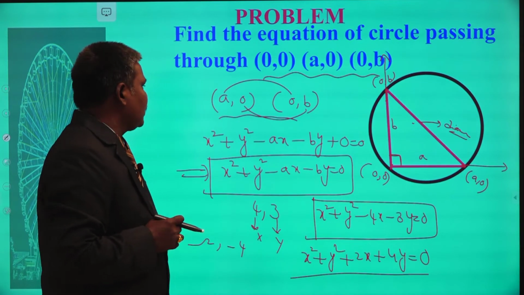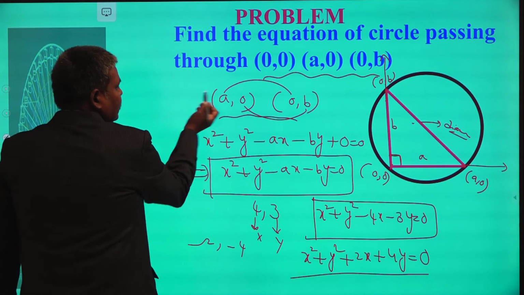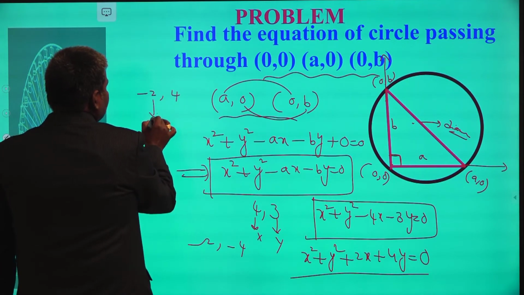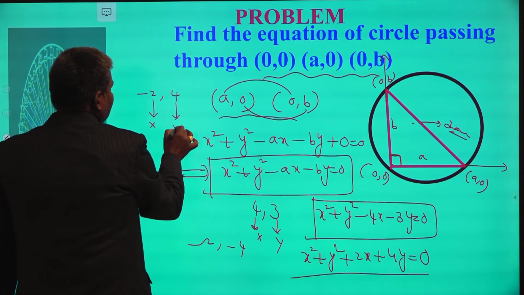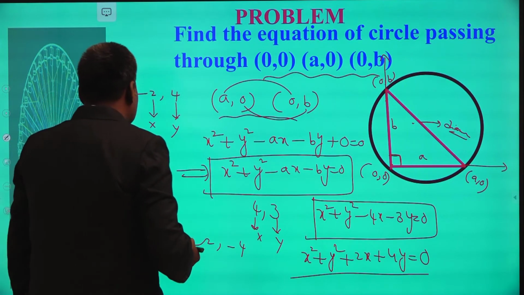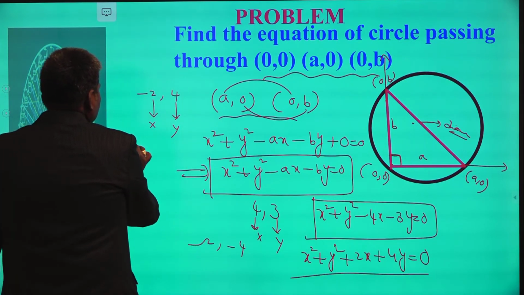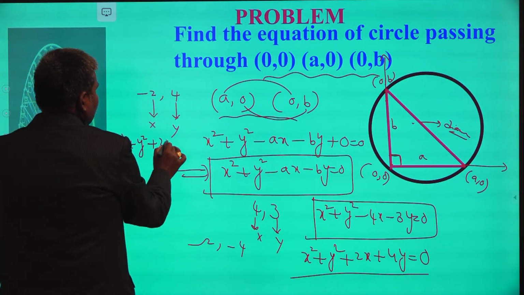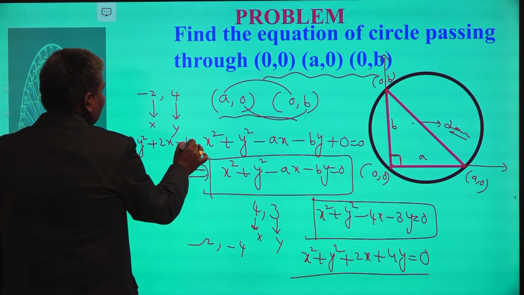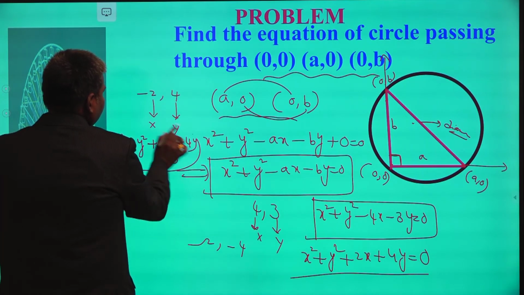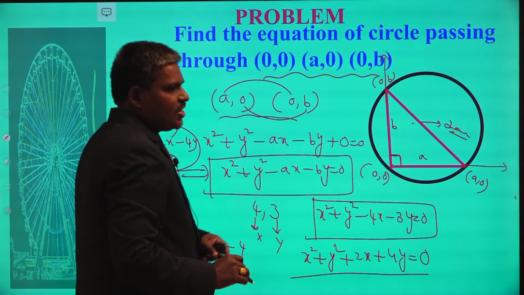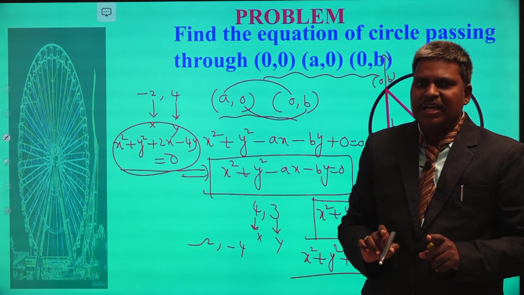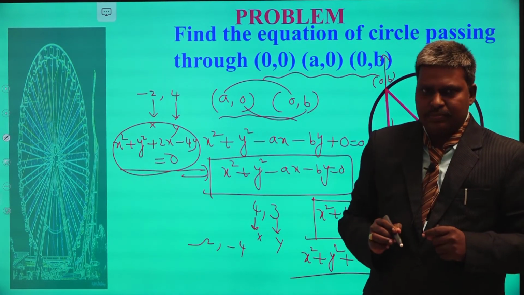Suppose your intercepts are minus 2 comma 4. This is the x-intercept, this is your y-intercept, and the circle passes through the origin. What is the circle equation? x square plus y square minus ax, minus into minus, plus 2x, minus by, minus 4y is equal to 0. So by looking at the equation itself, we can write the intercepts. The length of an intercept is always positive, but the intercept may be negative.